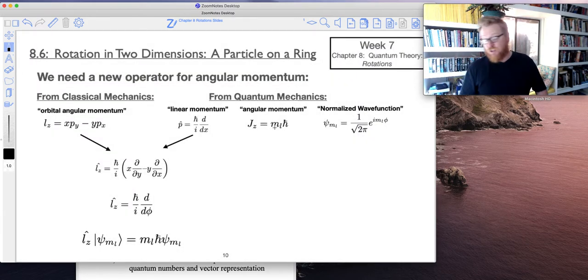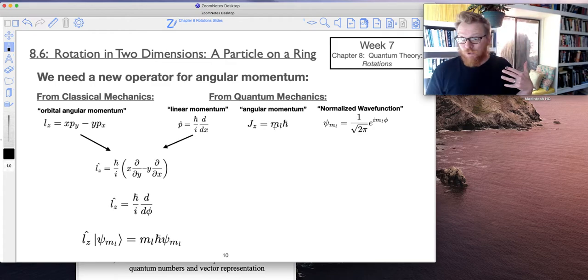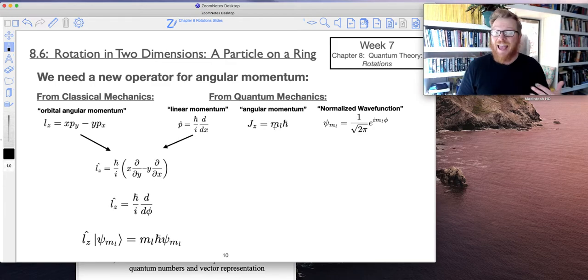So what we need to do is come up with a new operator for angular momentum. And we're going to borrow more stuff from classical mechanics, okay? The orbital angular momentum can be described with classical mechanics, given by Lz, which is x times py, momentum in y, minus y times px. So this is a classical mechanics equation.